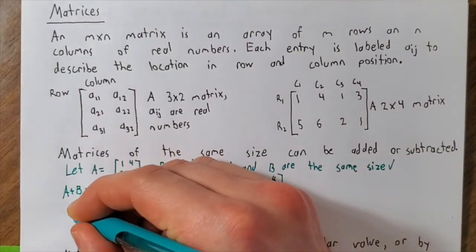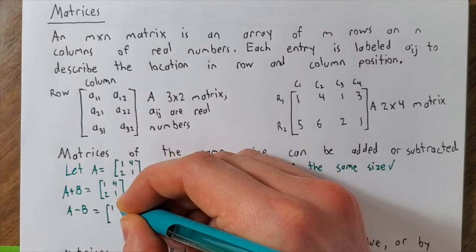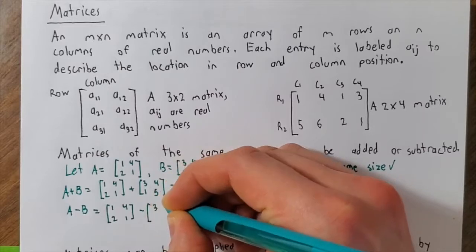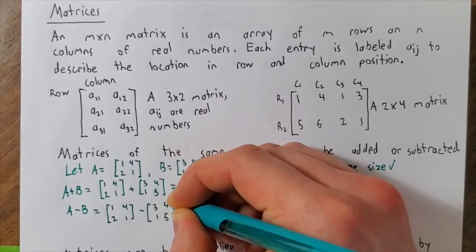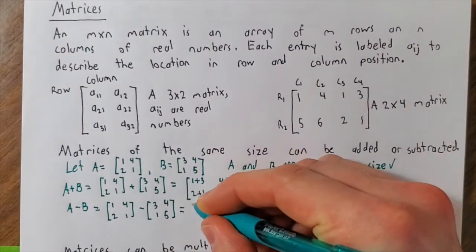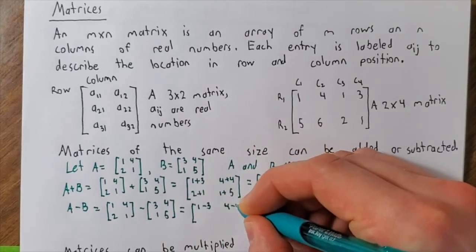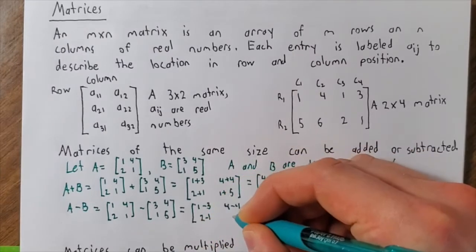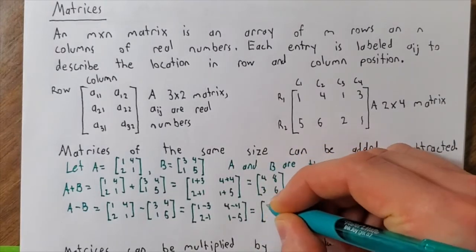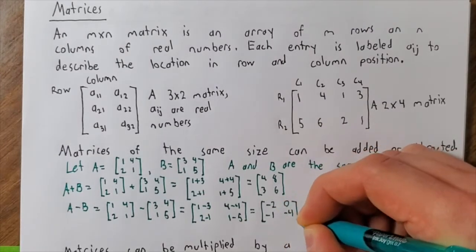We'll take A minus B. And again, I'm just going to copy down these matrices again. Likewise, we're just going to subtract the terms in the same corresponding positions now. So now we have 1 minus 3 in the top left, 4 minus 4, 2 minus 1, and 1 minus 5. Giving us a final answer, which again will be a 2 by 2 matrix. Now we've got -2, 0, 1, and -4.